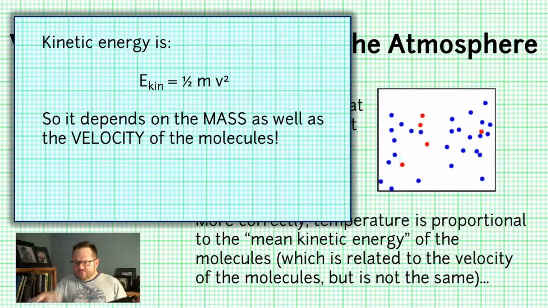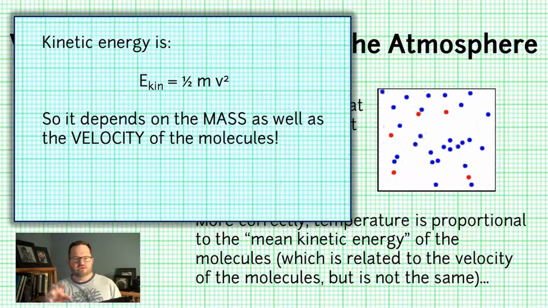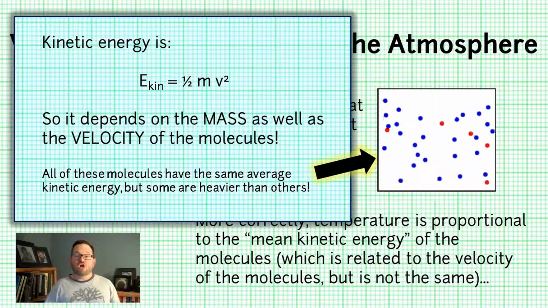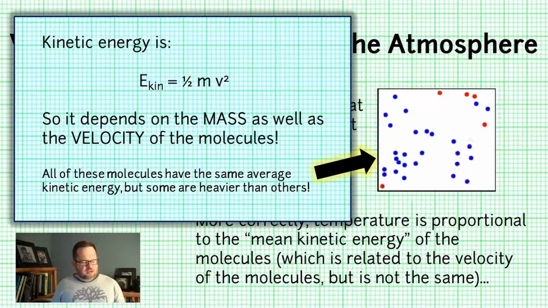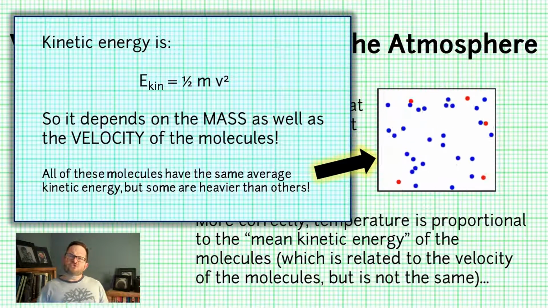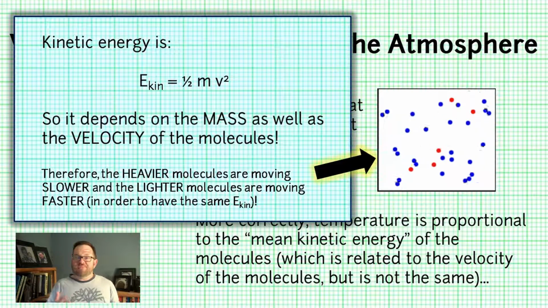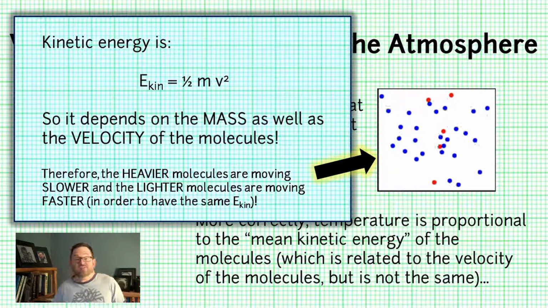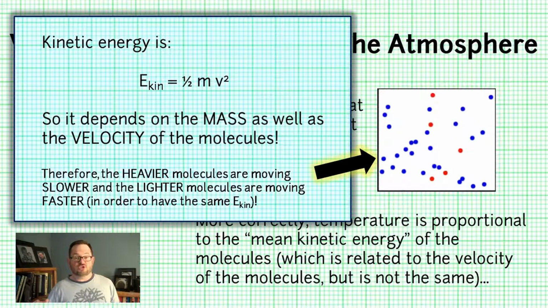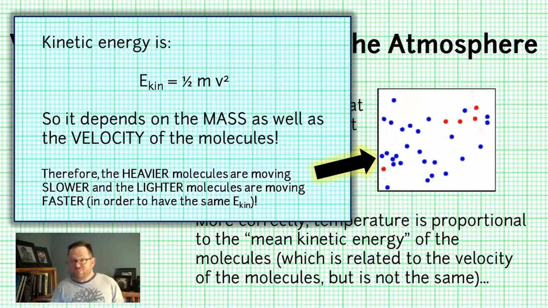So if all these different kinds of molecules that are mixed together, oxygen and carbon dioxide and nitrogen and everything, all have the same temperature, they all have to have the same kinetic energy. But they all have different masses. So since some of the molecules are heavier and some are lighter, to have the same kinetic energy, the heavy molecules don't have to be moving as fast. A heavy molecule moving fairly slowly has the same kinetic energy as a light molecule moving really fast.